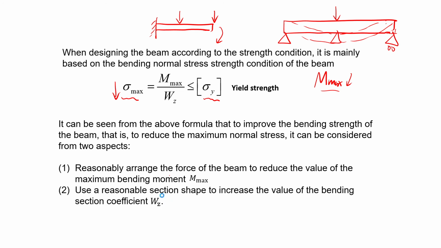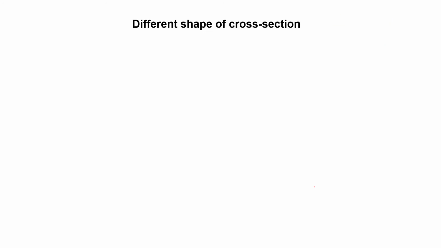And secondly, you can use reasonable sections to increase the section modulus. Essentially, by choosing a reasonable section, you will increase I. In that case, Wz is what? Wz is Iz over y max. Increasing Iz will increase Wz, right? So this is essentially the second rule you can use for design.